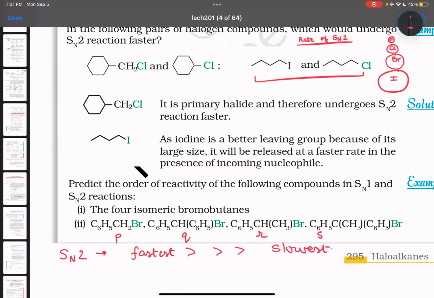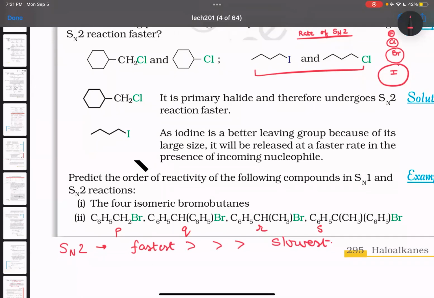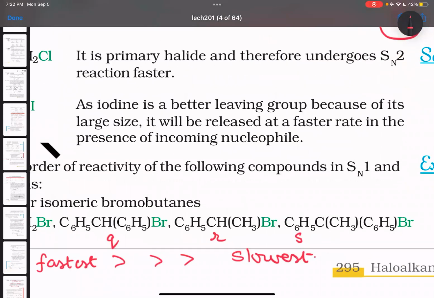Sir, for this question, I think S is the fastest. P is the slowest. S is the fastest. Why is it the fastest? Because 2 secondary bromides. Yeah, it is like this.